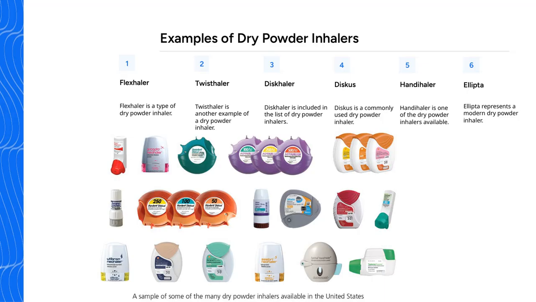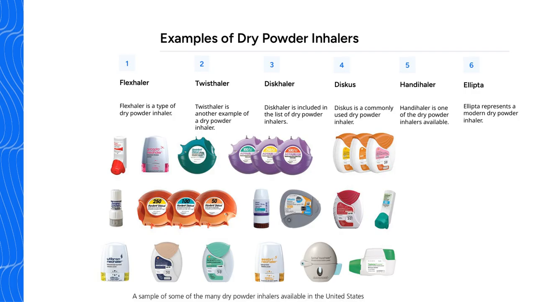Let's take a look at some examples of dry powder inhalers. First, we have the Ellipta, which represents a modern design in dry powder inhaler technology. It's known for its ease of use and portability. Next is the HandyHaler, a widely available option that many patients find straightforward to operate. Moving on, the Diskus is another commonly used dry powder inhaler, appreciated for its reliable delivery of medication.